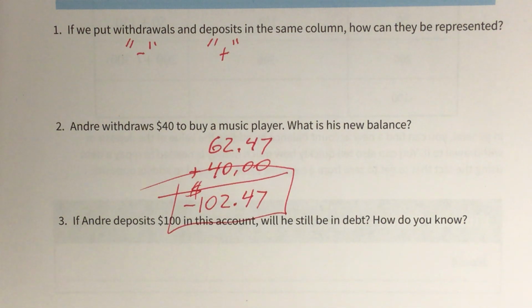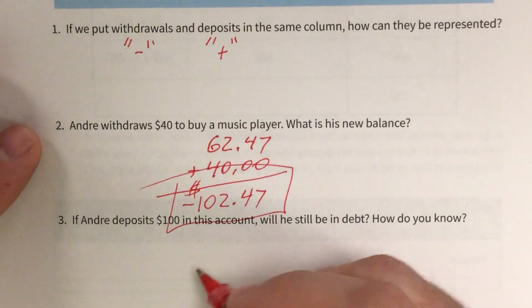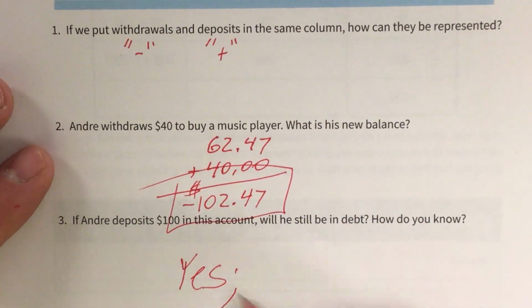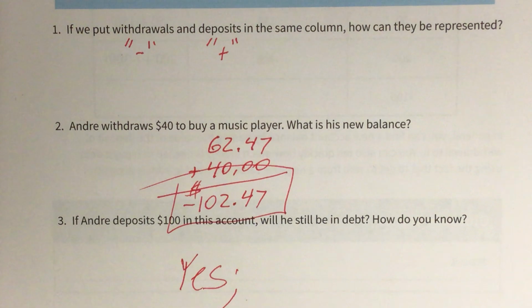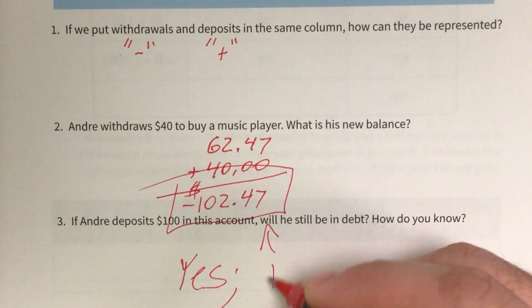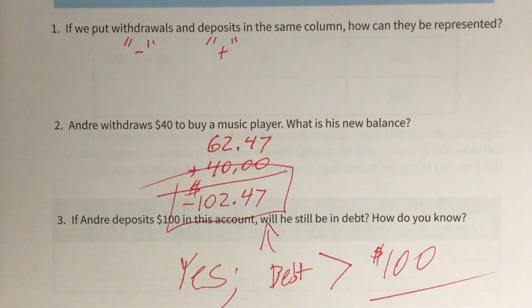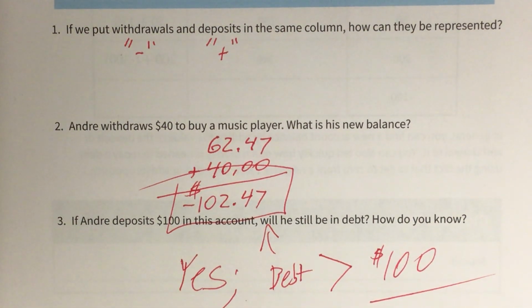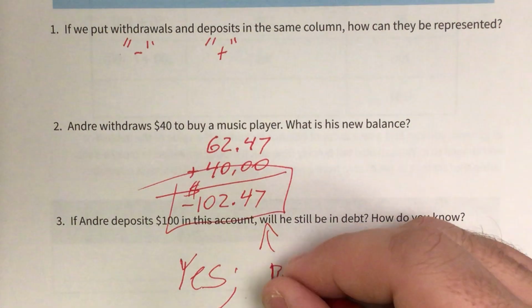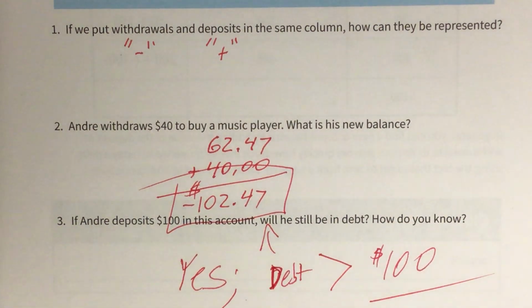Question 3. If Andre deposits $100 into this account, will he still be in debt? Brooklyn? Yes. How do you know? Because right now he has 102.47 and if he puts in 100 then it's $2.47. Yeah, clearly my debt is more money than adding $100 to it. It's not enough to get you out of the hole. My debt is more.